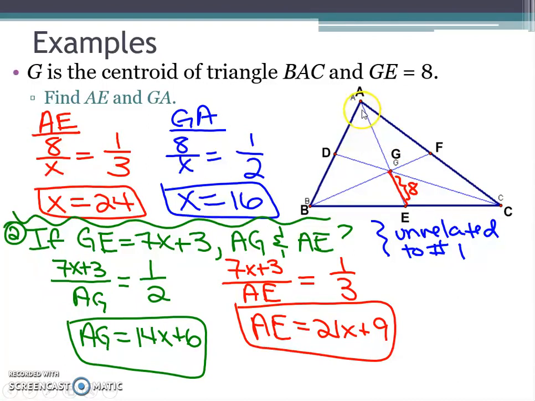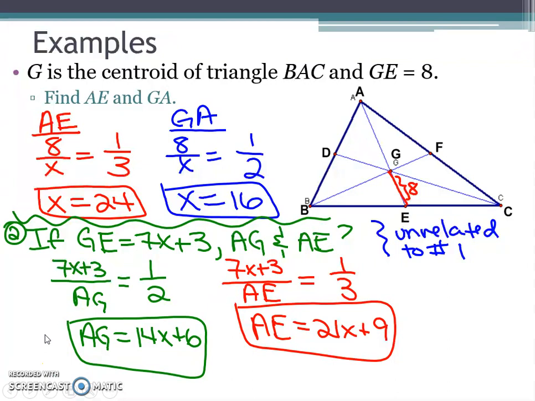So in order to find AE, which is right here, it's super easy. The shortest side is always half of the longer side. So if this is 8, on this median it's a 2:1 ratio. The longer is 2 and this is 1. So that's 16. GA is 16 because it's a 1:2 ratio. And if you want to find the whole thing, 16 plus 8 is 24. You just have to add them. It's a 1:3 ratio, okay?